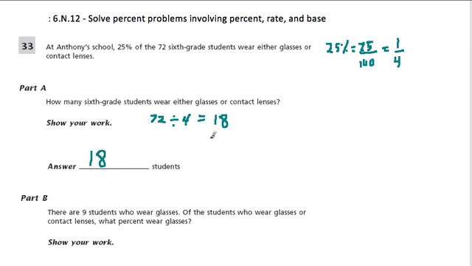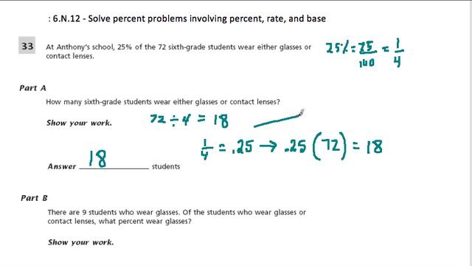Another way to think about it is to say, well, 1/4 equals 0.25. And you can always do this, although it's not very intuitive. You could say my percent, 0.25 as a decimal, times whatever total I have will always give me the number I need out of that group. And that would give us 18.